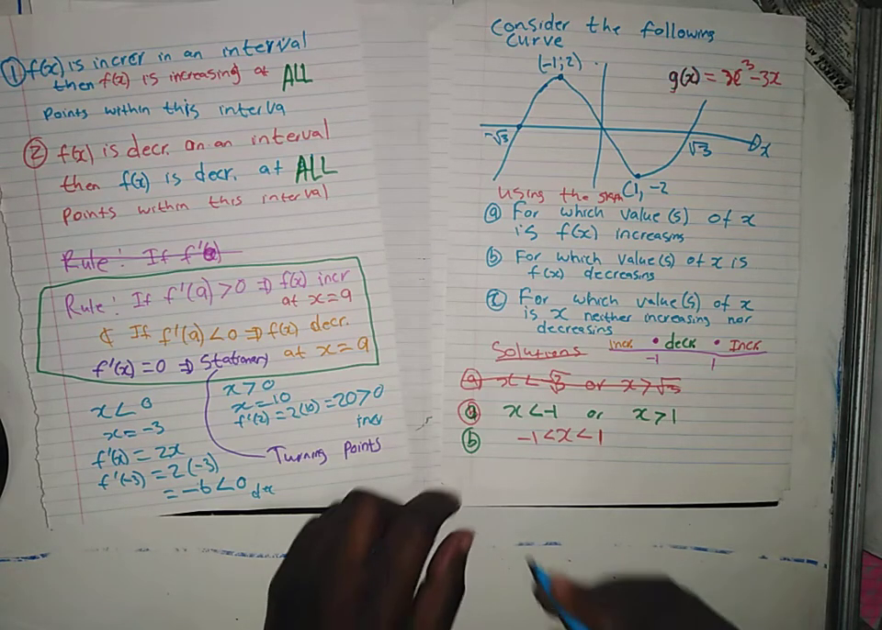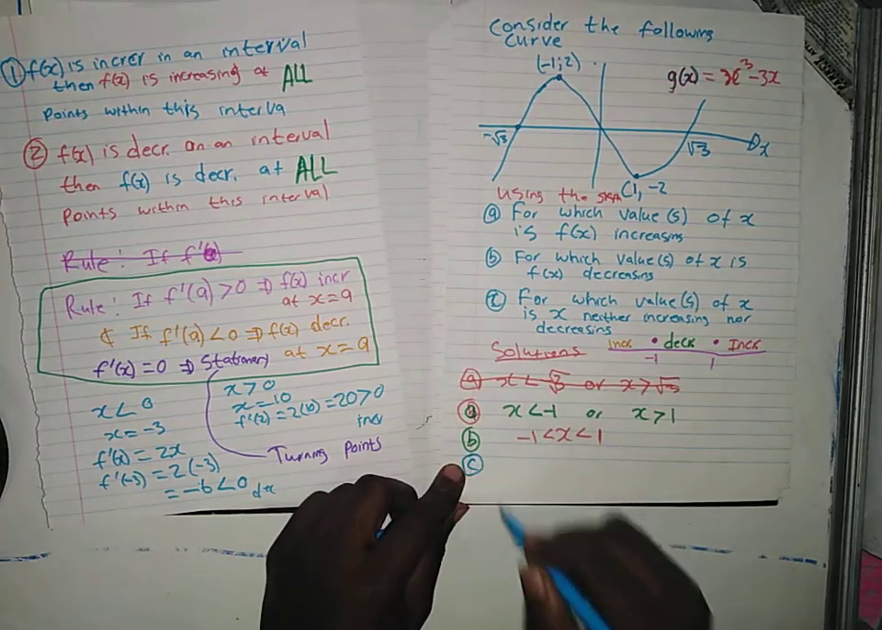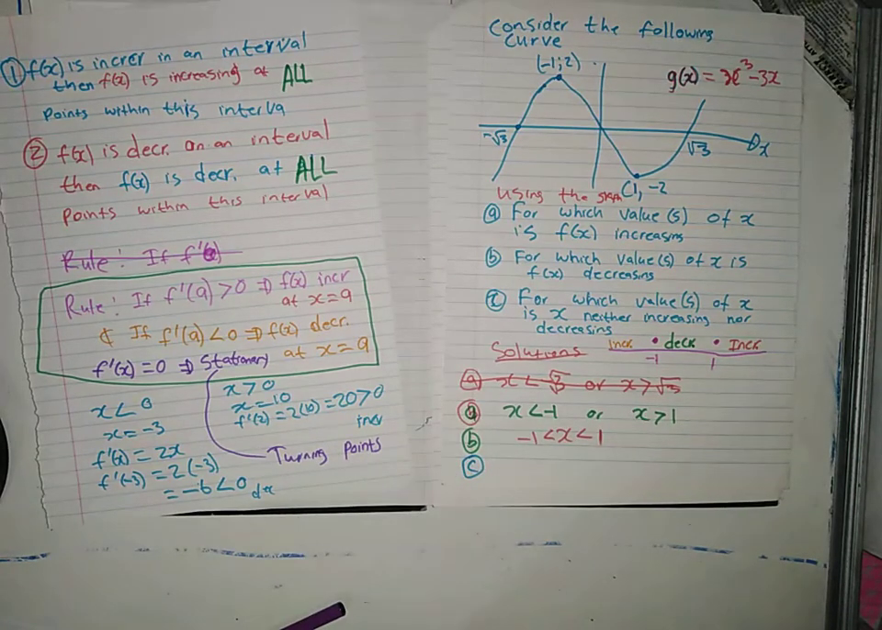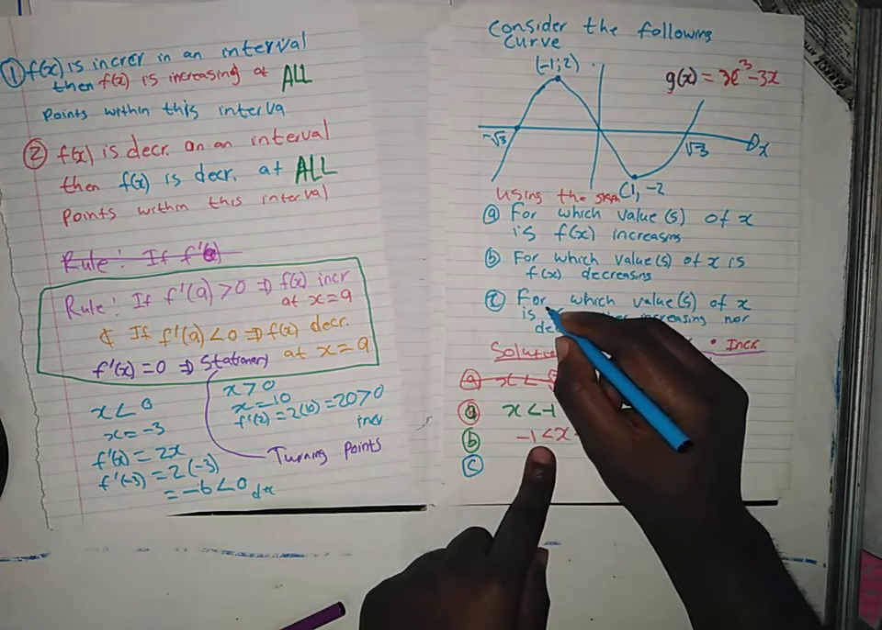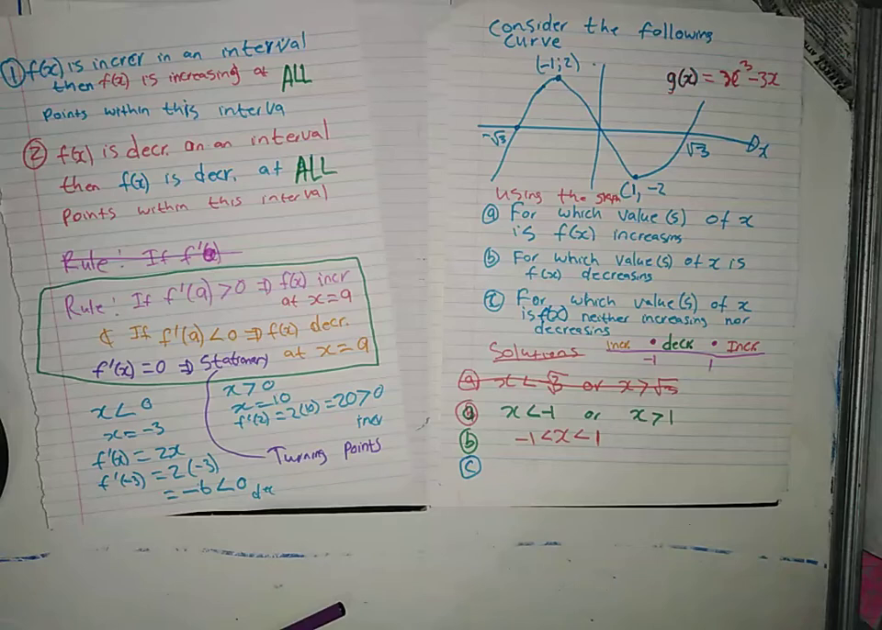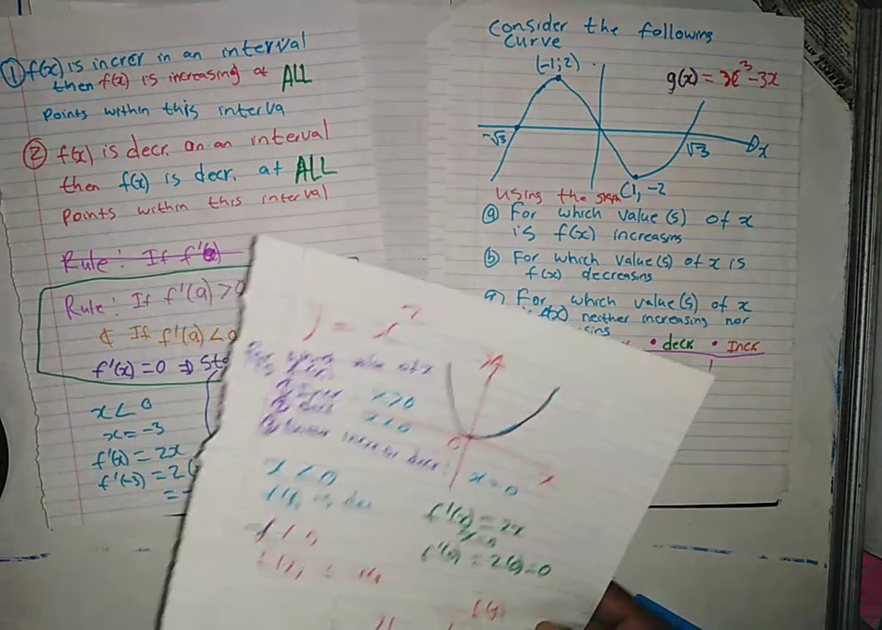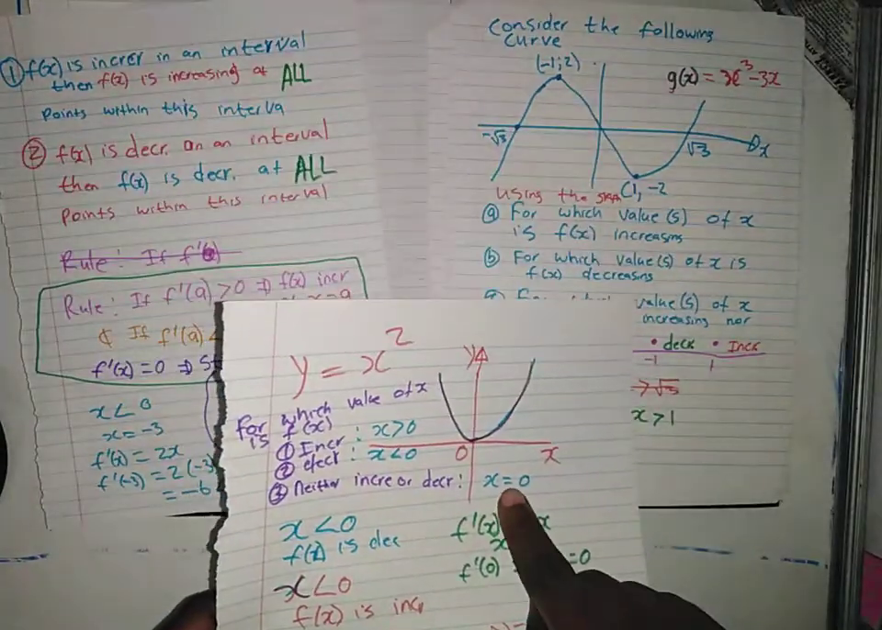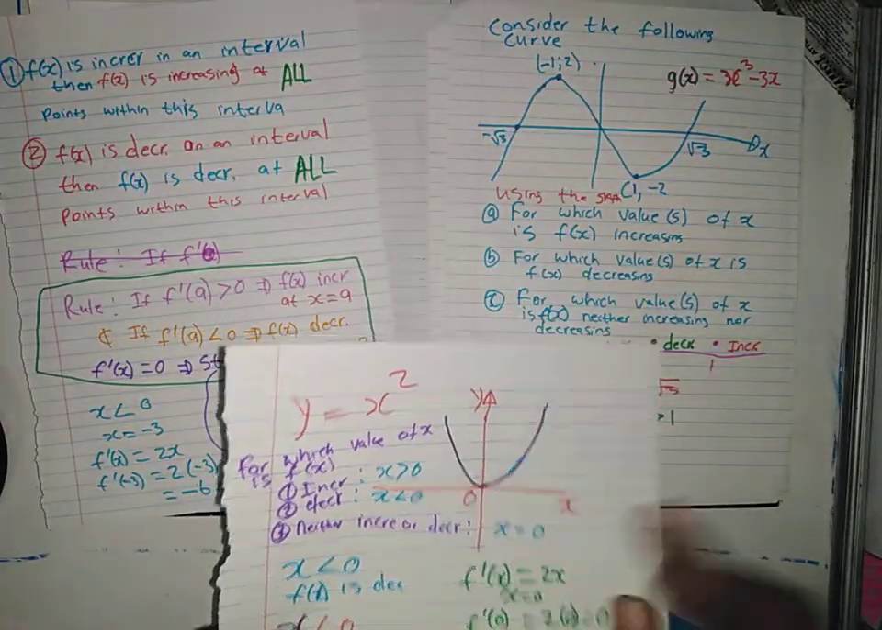Here's my favorite color, which is blue. Find the values of x for which f of x is neither increasing nor decreasing. Okay, now I want to recall what we did earlier. Here there was x equal to 0, because that was the turning point here.